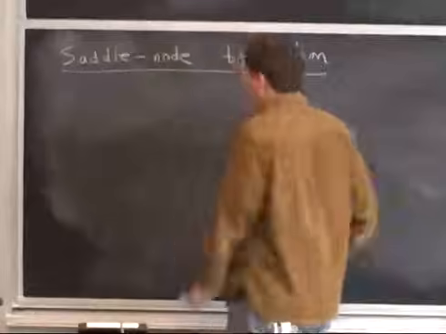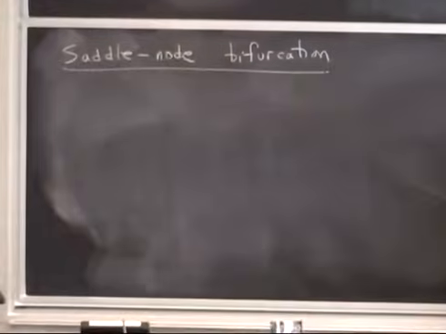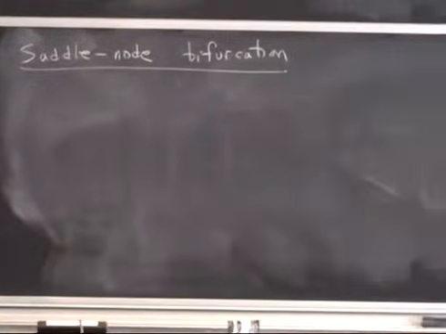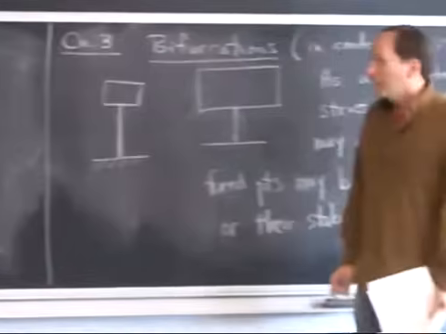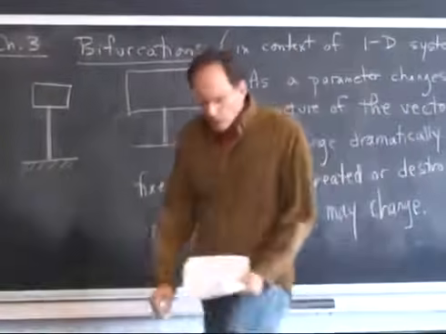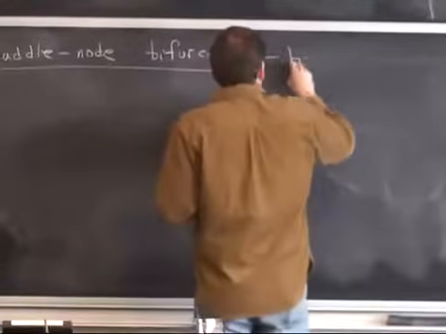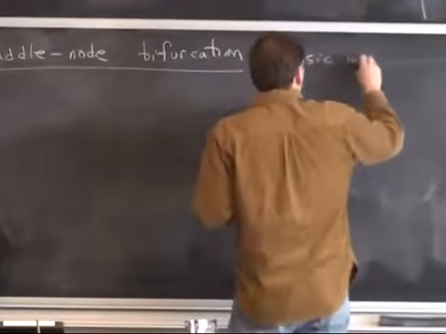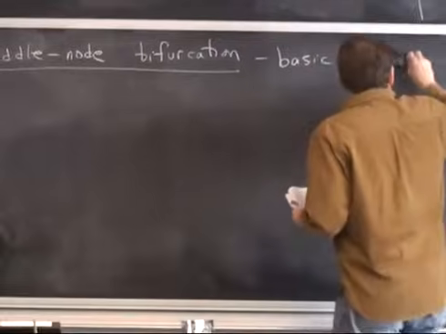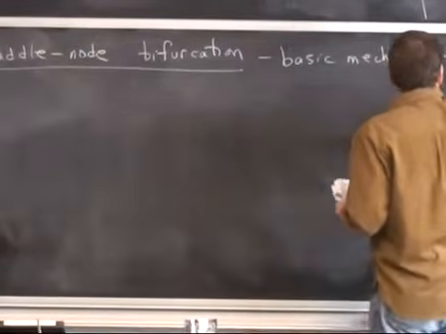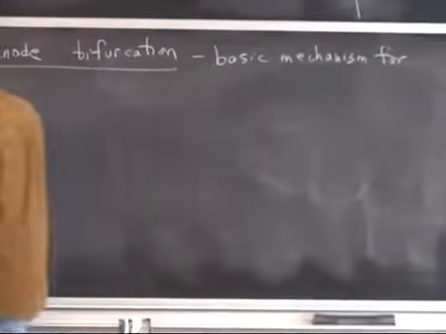The language doesn't make sense yet because saddle points only exist in 2 and higher dimensions, so we don't have room for them. But this is the analog of what we're going to see in higher dimensions, and we still call it saddle node. So it's the basic mechanism for the creation or destruction of fixed points.